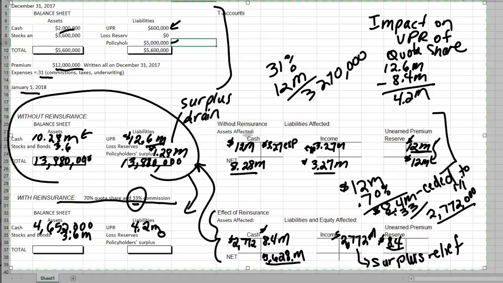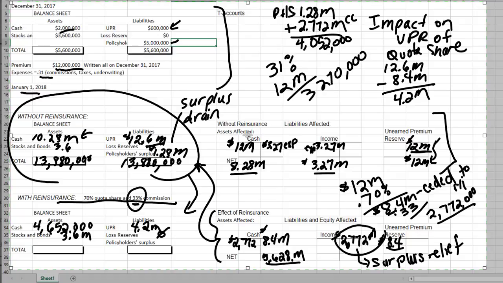Our loss reserves don't change. We just buy this reinsurance basically at the same time as we write the $12 million. And our policyholder surplus is now the $1.28 million plus our ceding commission of $2.772 million. That's our ceding commission. And that gives us $4,052,000, which gives us a total of $8,252,000. And let's look at it over here, $8,252,000.